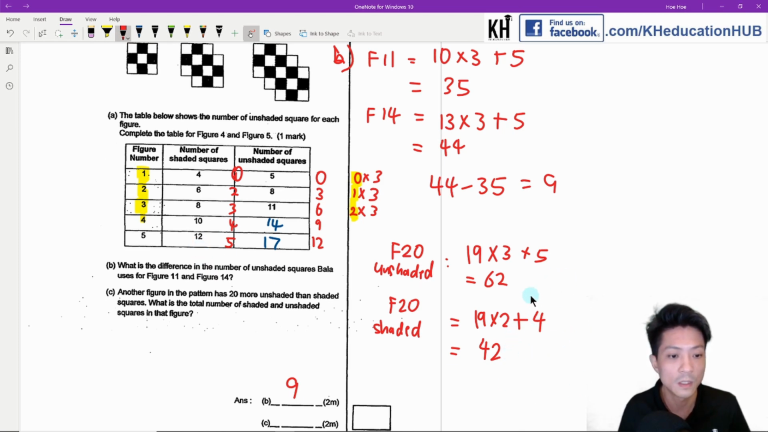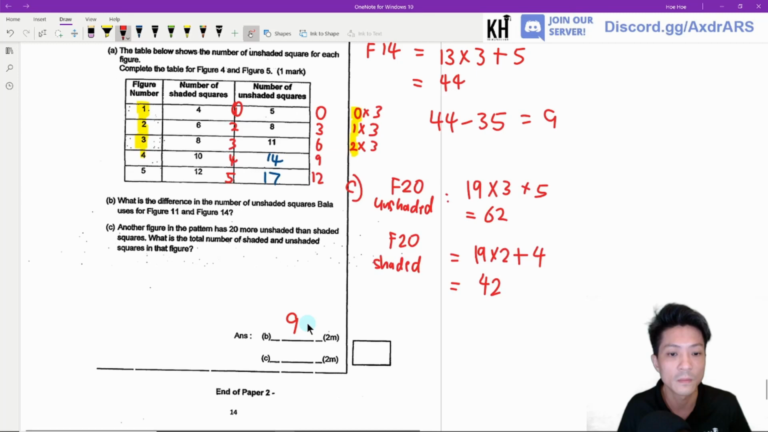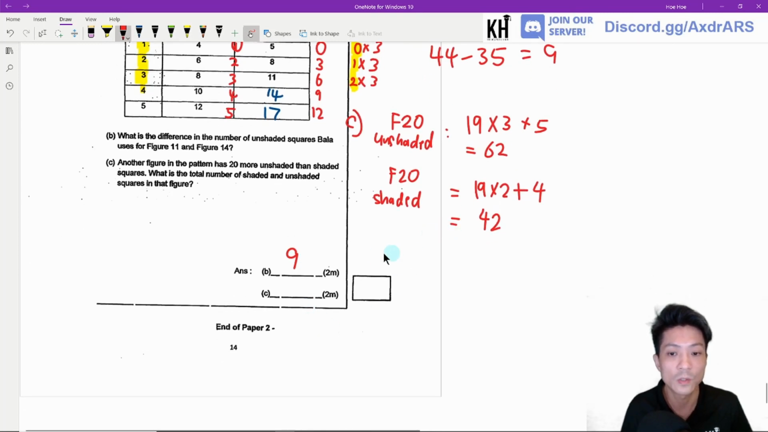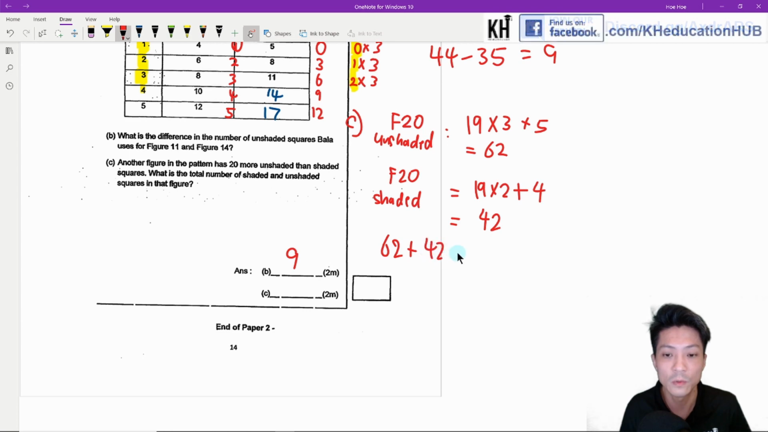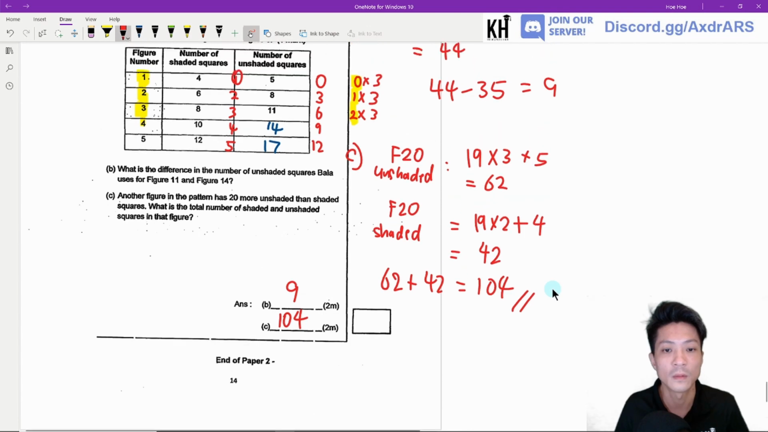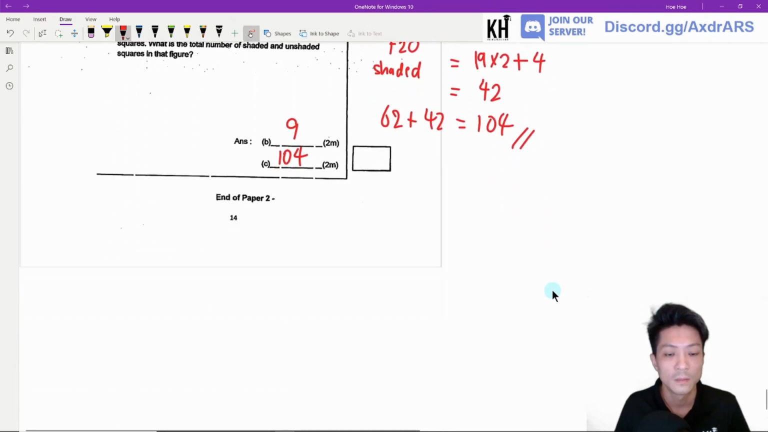Okay, so for part C, now, what's the total number of shaded and unshaded squares? That would be 62 plus 42. Okay, it's gonna be equal to 104. Okay, we have come to the end of the paper.